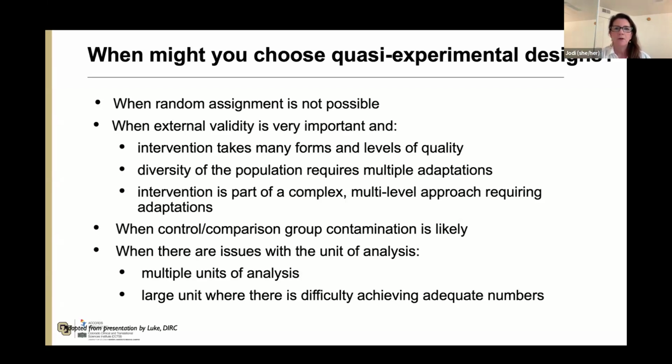When a control or comparison group contamination is likely, like maybe you randomize and there will be close alignment between some sites and that could contaminate. When there are issues with the unit of analysis, with a lot of D&I studies, we're trying to look at lots of different outcomes and lots of units of analysis. It gets very complicated. So a large unit where there is difficulty achieving adequate numbers could be a challenge.